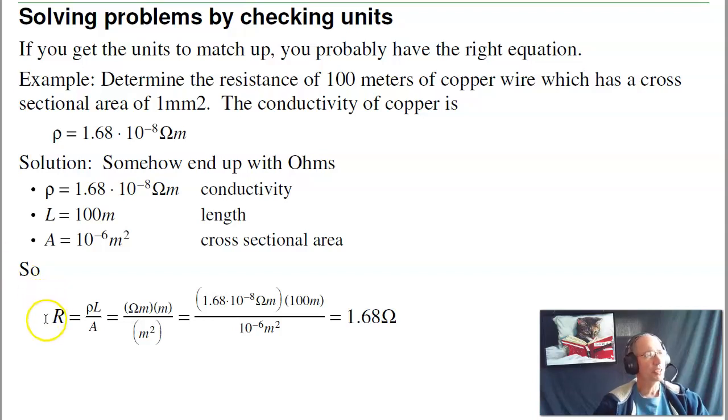The resistance, I want to get to ohms. So I've got ohm meters, ohms, or meters, and square meters. So if I take ohm meters times meters, gives me ohm meters squared. Divide by meter squared gives you ohms. So just checking the units, what would make sense would be resistivity times length over area, and that gives me ohms. And sure enough, that is the right equation. That's what the units do for you.